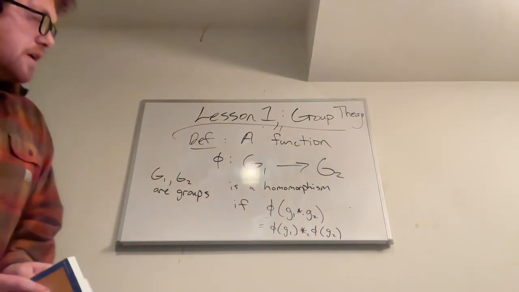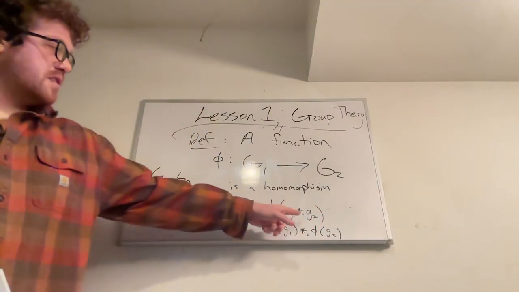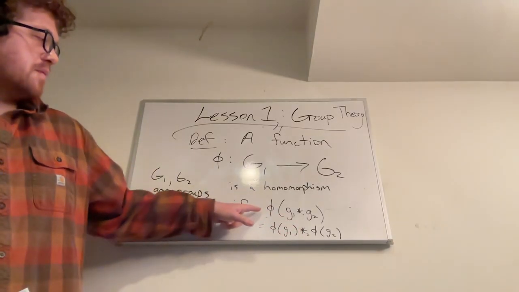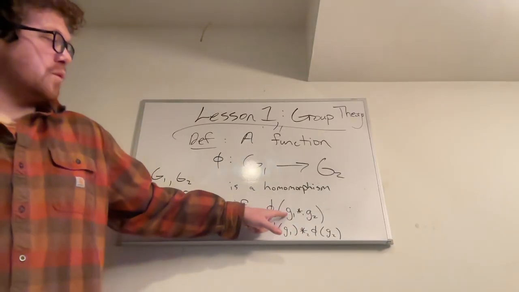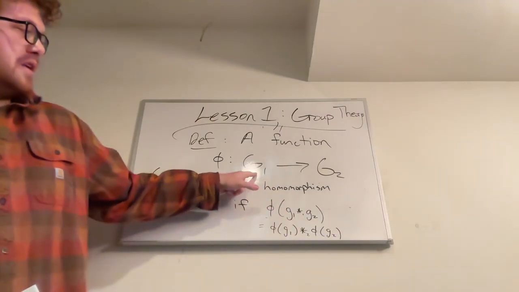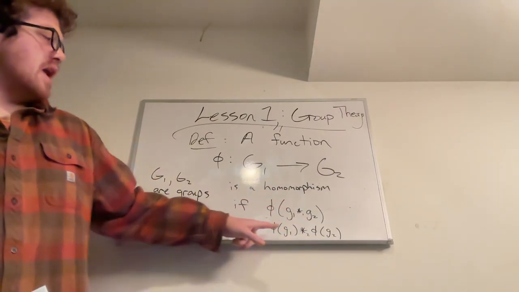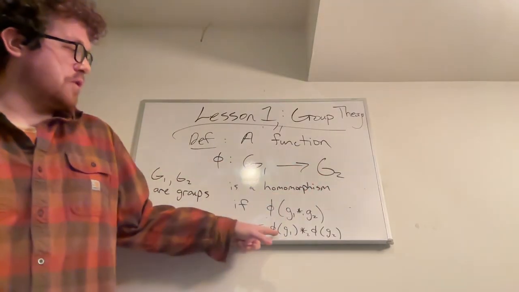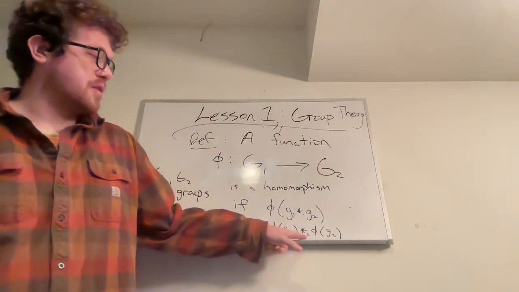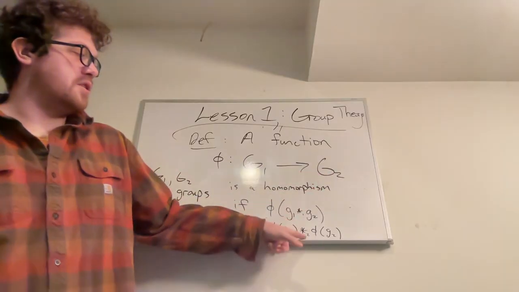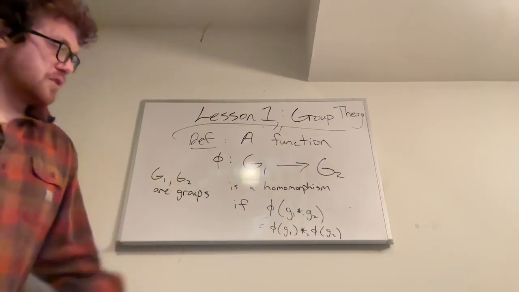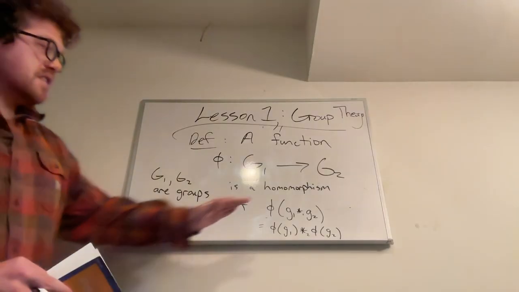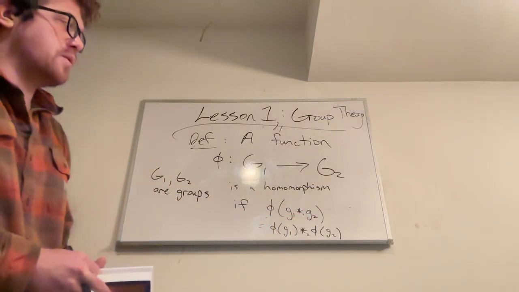The thing to keep track of here is that these products are actually different products. The first statement says that if phi of g1 multiplied with g2, here you have the output of the function, which is in G2. So really you're applying the product, but the product is in G2, not in G1. These are two different products: this is the product in G1, and this is the product in G2. And this needs to be true for every element g1 and g2 in the groups.